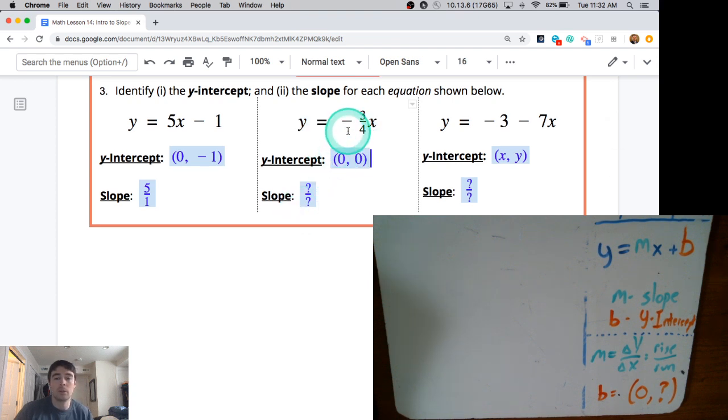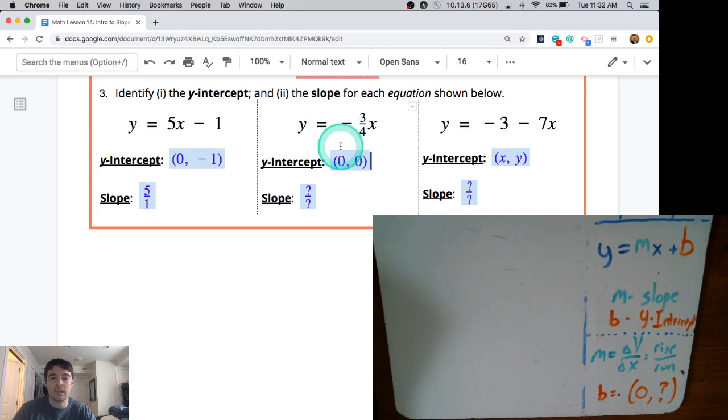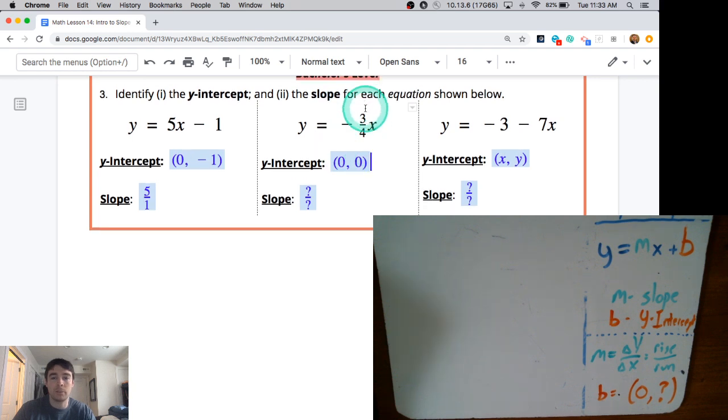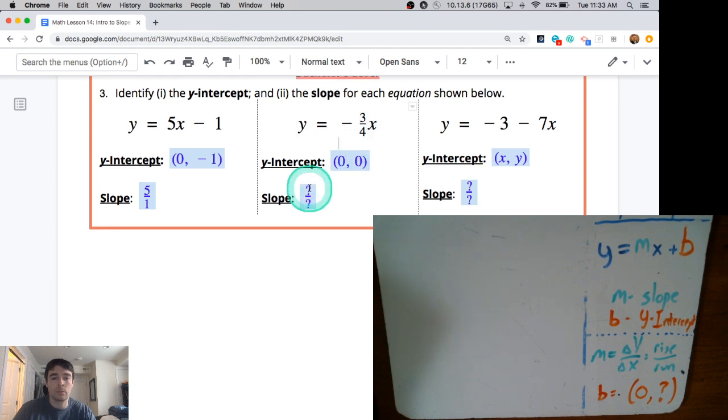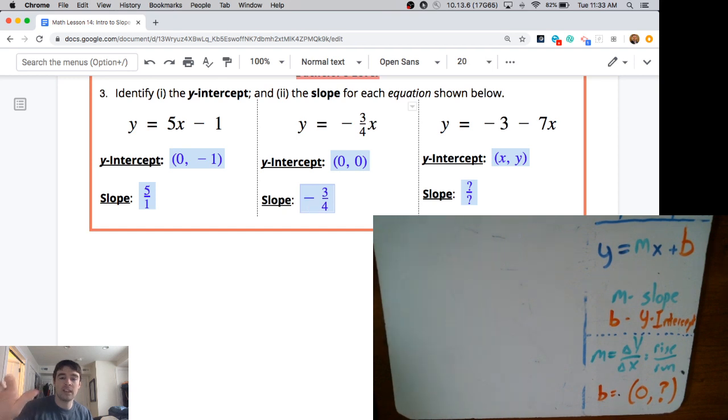Our slope is going to be whatever multiplies with x. In this case, our slope is that number right there that's multiplied with x. Our negative 3/4 represents the slope. You can put that negative 3 on the top. You could also, more often, you're going to see that negative sign out in front. A slope of negative 3/4 is the same thing as negative 3 divided by 4.